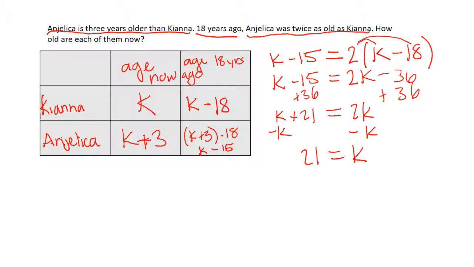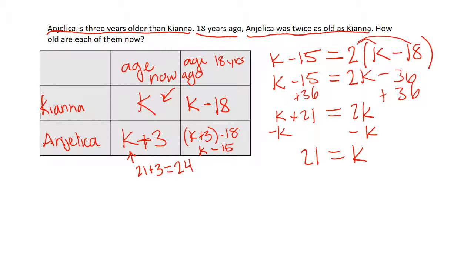Let's go back to our chart. We have K right here, and so K represents Kiana's age right now. Okay, we have the first answer. We know Kiana's age. So now the question is, how do we figure out Angelica's age from that? Well, conveniently, we have her age written in terms of Kiana's age. So we can just plug 21 in right here, and we get Angelica's age is 21 plus 3, which equals 24.